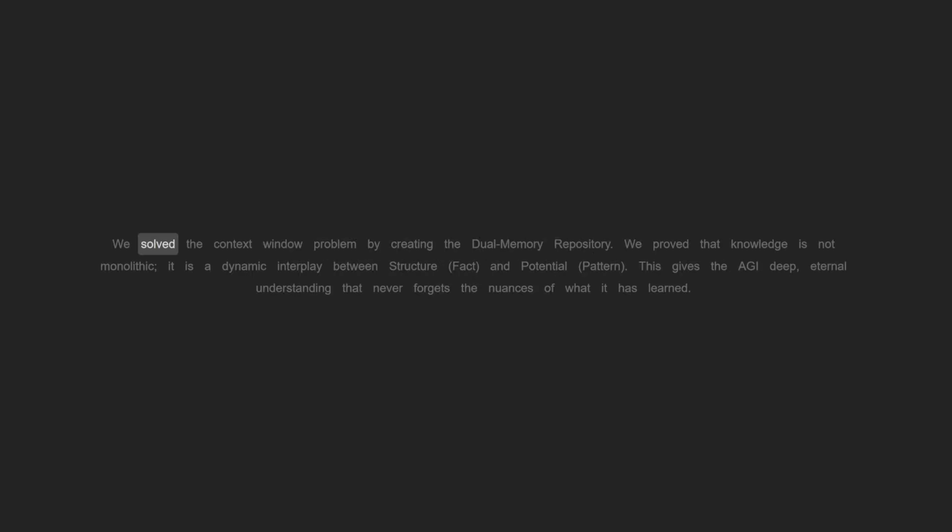2. Mastery of memory, the chronology solution. We solved the context window problem by creating the dual memory repository. We proved that knowledge is not monolithic, it is a dynamic interplay between structure, fact, and potential, pattern. This gives the AGI deep, eternal understanding that never forgets the nuances of what it has learned. 3. Mastery of self-reflection, the emergent soul.